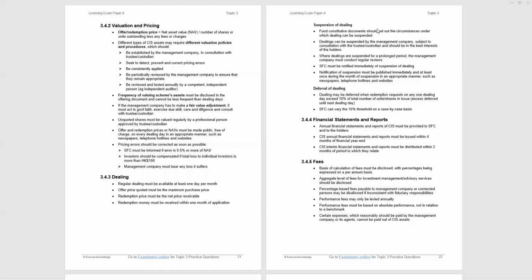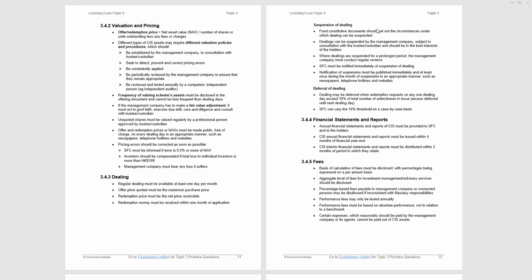Pricing errors should be corrected as soon as possible. The SFC must be informed if the error is 0.5% or more of the net asset value. Investors should be compensated if total loss to individual investors is more than 100 Hong Kong dollars. That's not a lot of money. And management company must bear any loss that it suffers. It cannot pass it on to the fund.